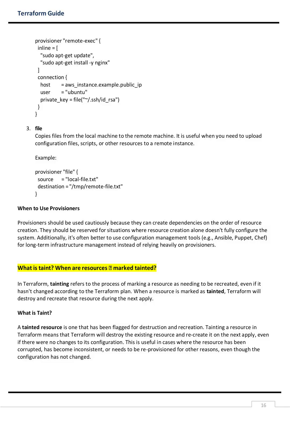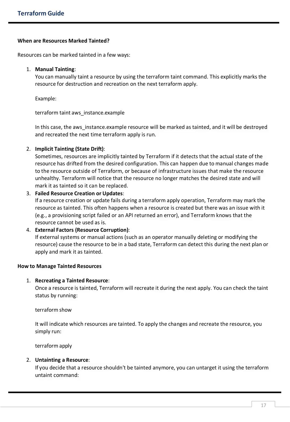What is taint? A tainted resource is one that has been flagged for destruction and recreation. Tainting a resource in Terraform means that Terraform will destroy the existing resource and recreate it on the next apply, even if there were no changes to its configuration. This is useful in cases where the resource has been corrupted, has become inconsistent, or needs to be re-provisioned for other reasons, even though the configuration has not changed. 16. Terraform guide. When a resource is marked tainted.